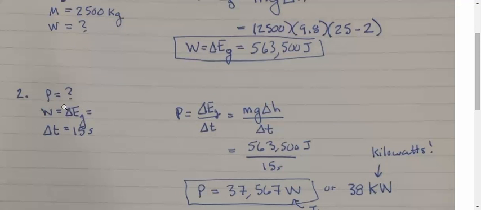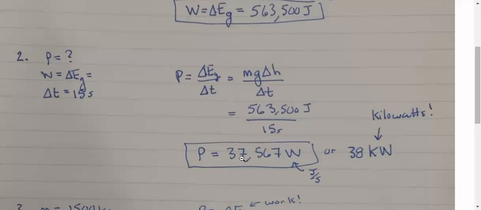The amount of power is basically we take the work that we had here, 563,500. So power is delta EG, so it's the change in energy or the work done divided by time. So it's how quickly the work is done. So it's mg delta H over delta T. Plug in the value we got before, and that gives us 37,567 watts. Now remember, a watt is a joule per second, the amount of energy dissipated per second. The energy per second, joules per second. That's a watt. Now since this is 37,000 watts, we can say that that's approximately 38 kilowatts, or 1,000 watts.